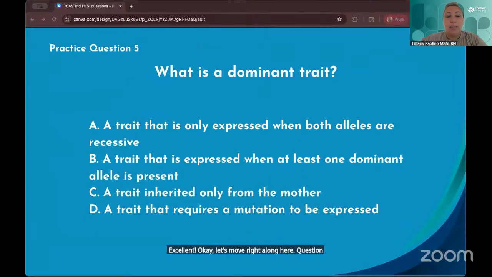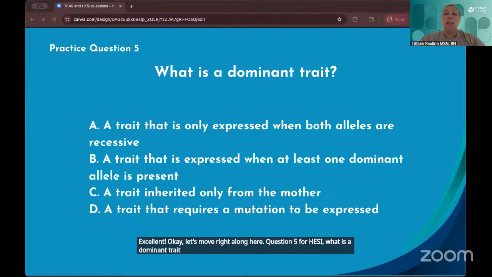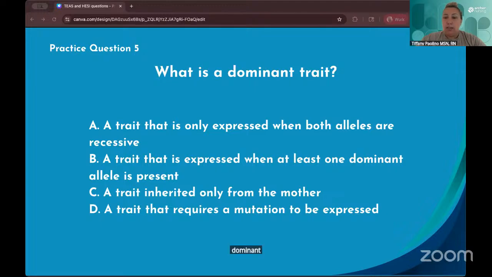Question 5 for HESI. What is a dominant trait? What does it mean to be a dominant trait?